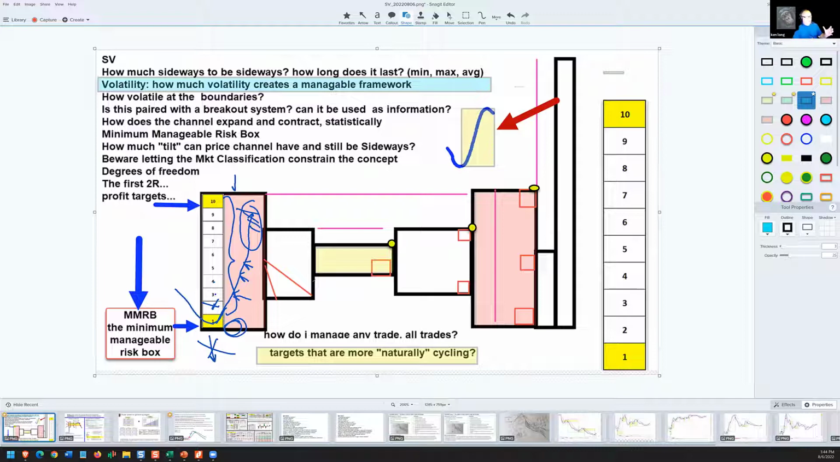And here's what I say. When I'm at a boundary, I don't care whether this is a large channel, a medium channel, or a tall, sideways volatile channel. If I'm in this bottom region and I get my one manageable risk box off the bottom, I have the potential of a 9-to-1 risk to reward. It's never going to get better than that, because I have no reason to believe it's going to go beyond that.